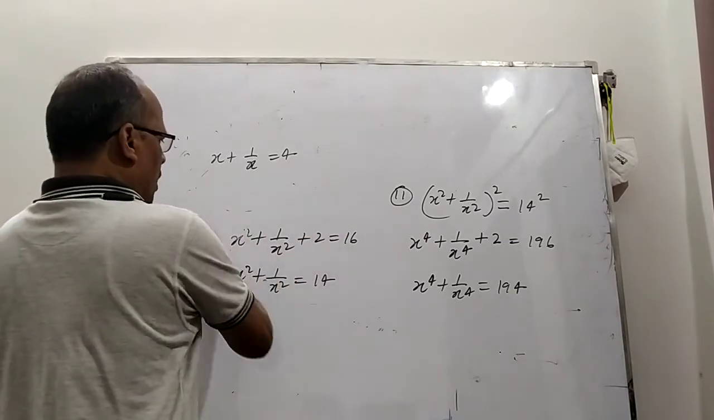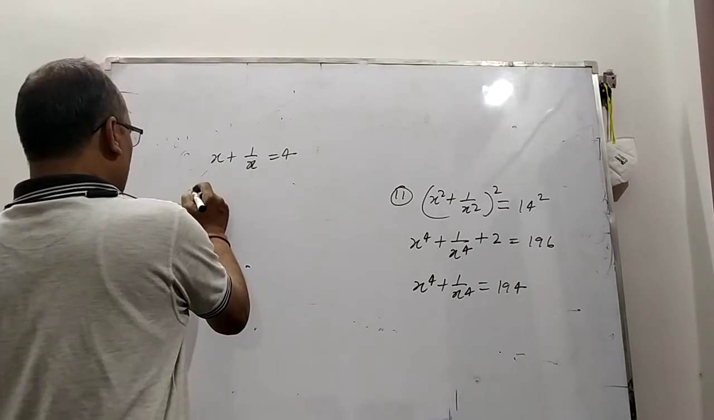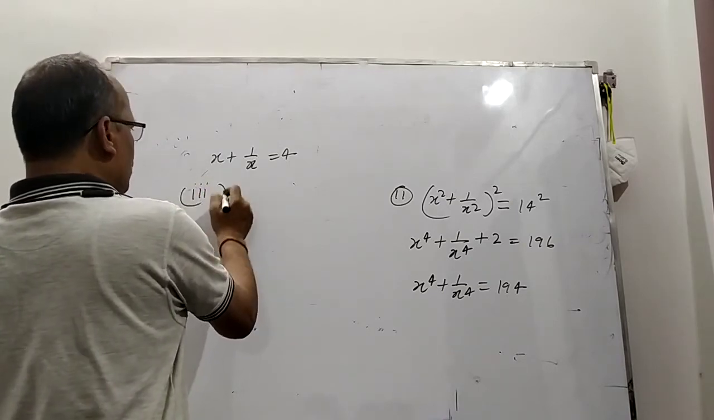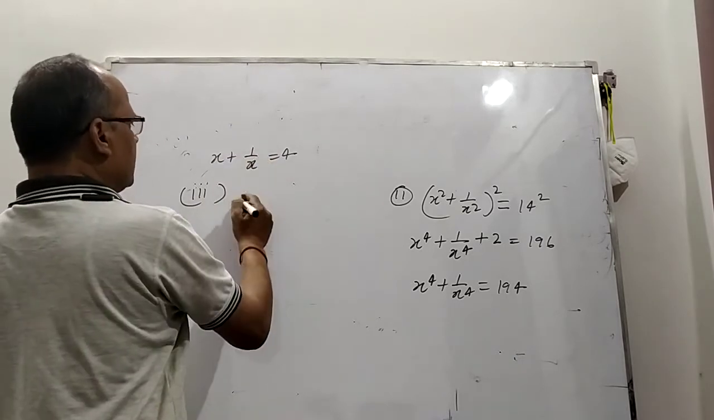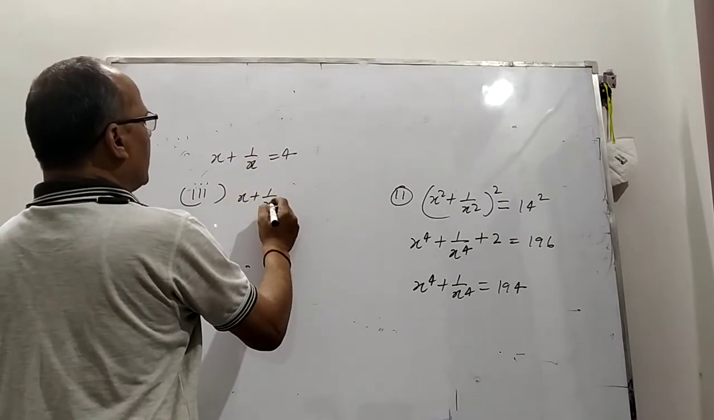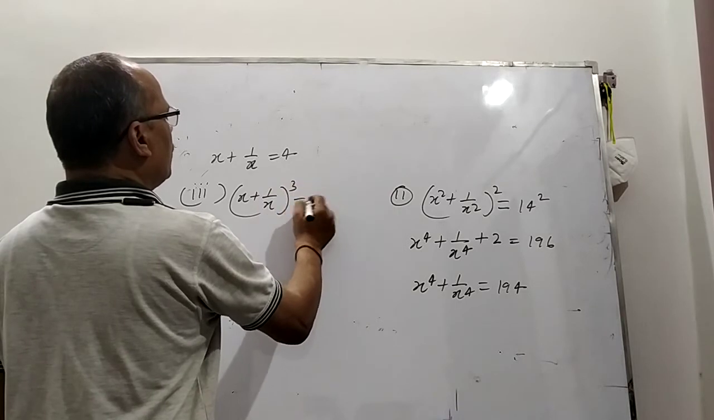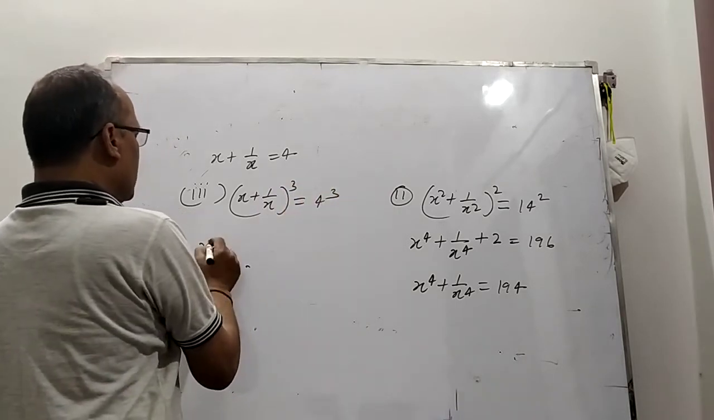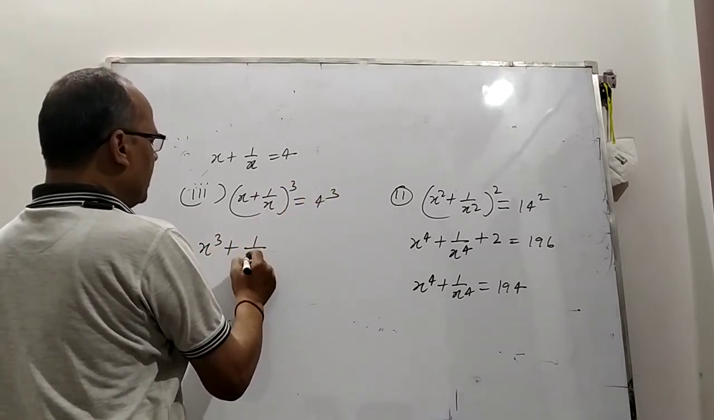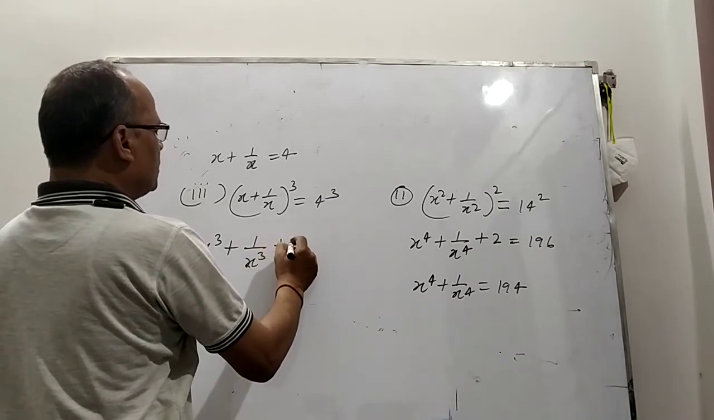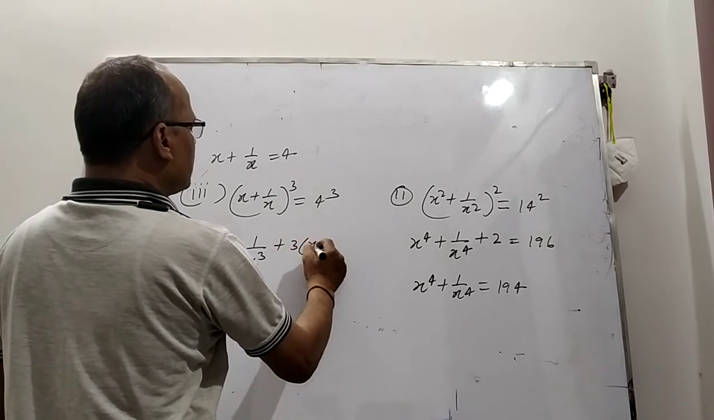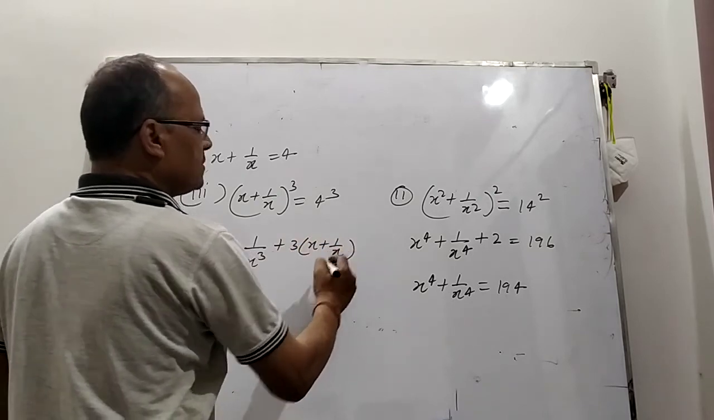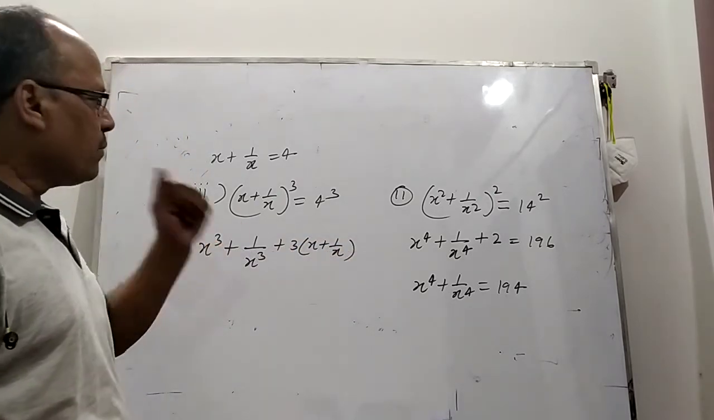Now third part of this, find the value of x cube plus 1 upon x cube. Then you will take the cube of this. (x plus 1 upon x) whole cube equal to 4 cube. x cube plus 1 upon x cube plus 3(x plus 1 upon x). I suppose this formula is clear.